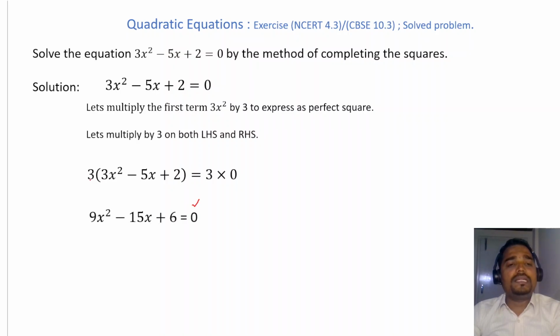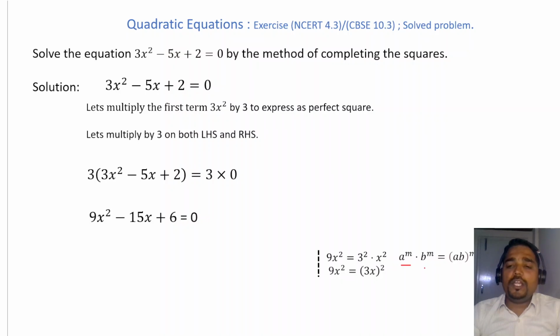Similarly, on LHS, 3 multiplied by 3x square would be 9x square. 3 multiplied by minus 5x is minus 15x. 3 twos are 6. Now, we have multiplied the equation by 3, but 9x square is still not in the perfect square form. Now we will see how to express that as a perfect square. So 9x square is equal to 3 square multiplied by x square, or 9x square is equal to 3 into x whole square. That is, I have applied a formula a power m into b power m is equal to a into b whole power m.